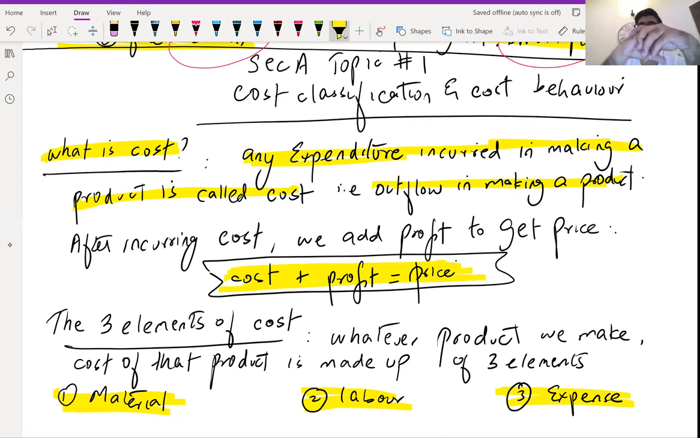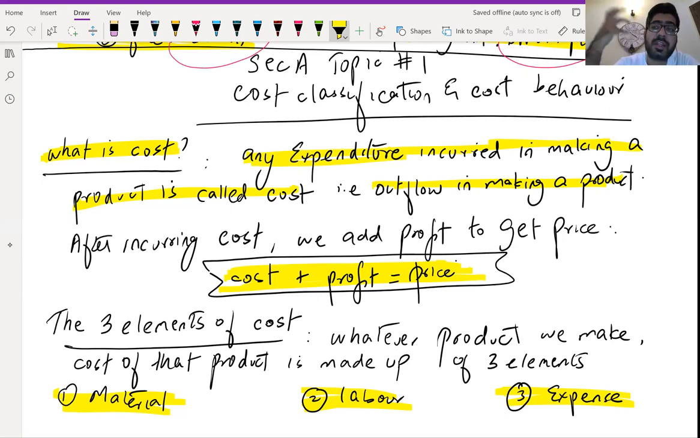Go at a larger scale, Toyota company making cars. Is the car manufactured for free? No. They incur some expenditure in making that car. Outflow in making that car, that is cost. Let's suppose they spend $10,000 in making that car, that is cost. Okay, so any expenditure incurred in making a product is called cost.